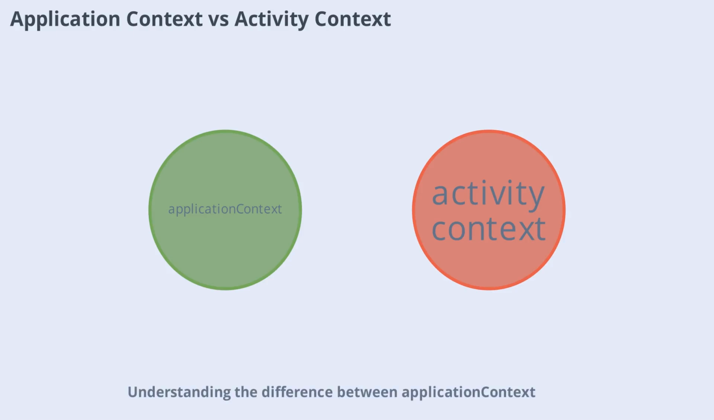Understanding the difference between application context and activity context is crucial. Application context lives as long as your app does, while activity context is tied to the activity's lifecycle. Passing activity context to long-lived objects can cause leaks. Always prefer application context for singletons and global objects to ensure proper memory management.